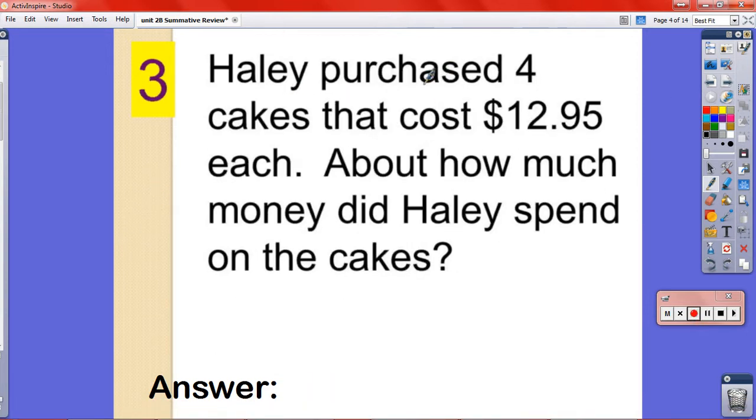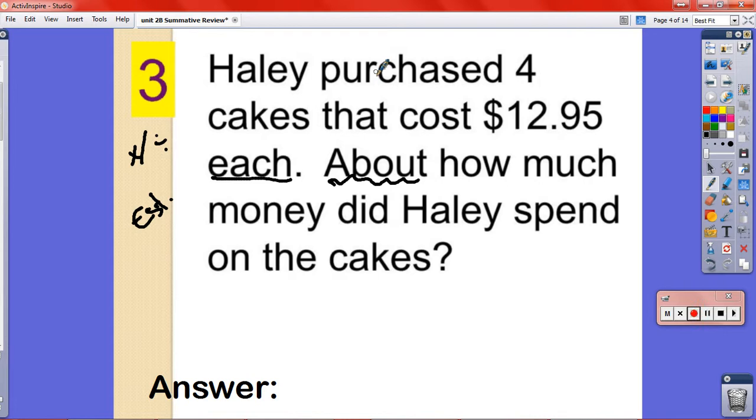3, Haley purchased 4 cakes that cost $12.95 each. About how much money did Haley spend on the cakes? So about tells us that we need to estimate. She purchased 4 cakes that cost $12.95 each. Each is a multiplication or division keyword, but it could be either one depending on the context of the problem.